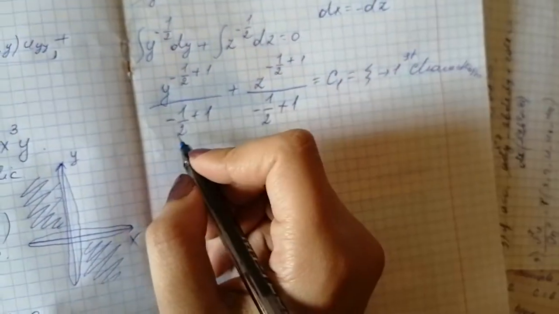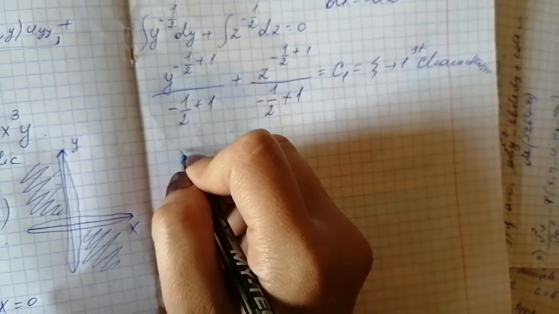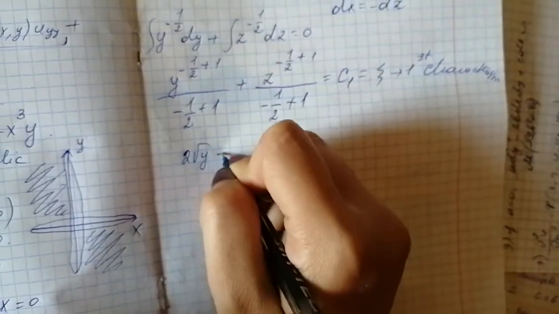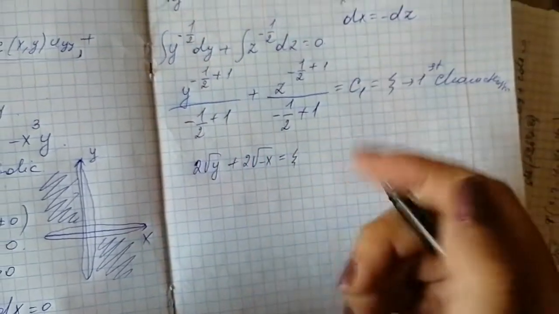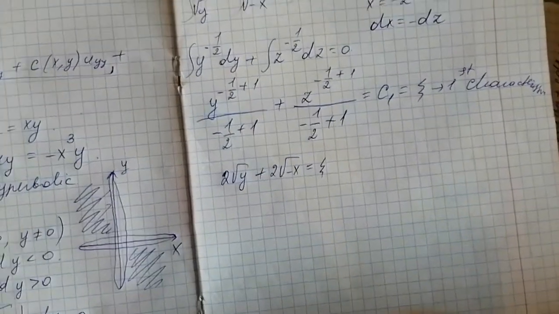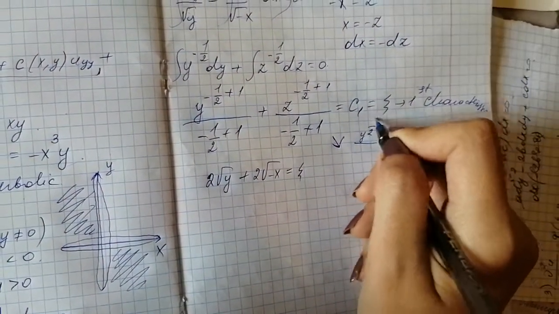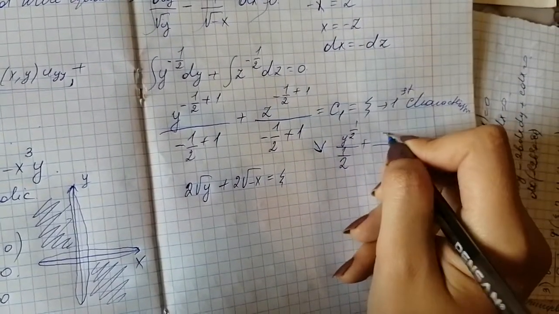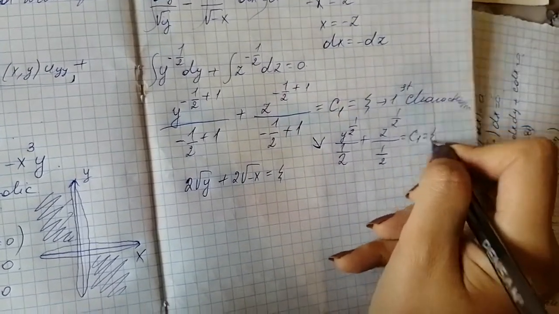And let's calculate this. Then it's going to be 2 square root of y plus 2 square root of negative x is equal to c. And yeah, that's our solution, because we found that y to the power of 1/2 over 1/2 plus z to the power of 1/2 over 1/2 is equal to c1, and this is equal to c.